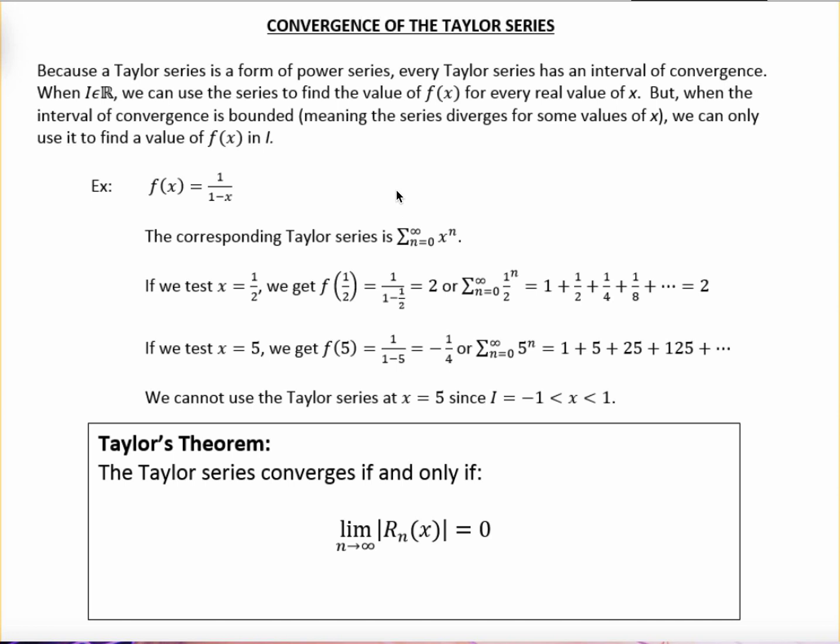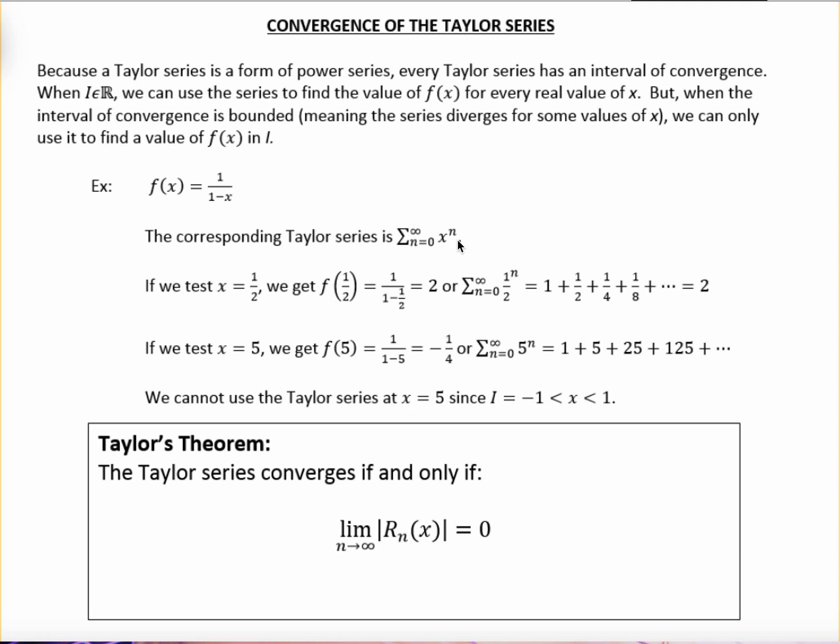Since we already know that a Taylor series is a form of a power series, we also know that every Taylor series has to have an interval of convergence, just like what we did when we were working with the power series. When that interval of convergence, which we're going to call capital I, exists on the set of real numbers, then that means that the power series can be used to find the value of that function for every single real value of x.